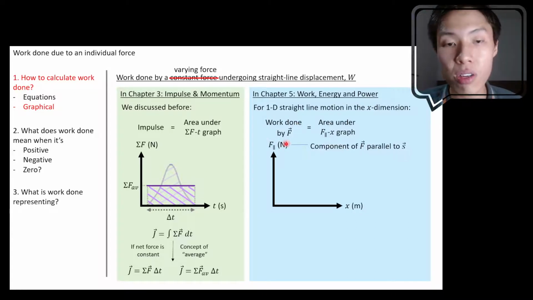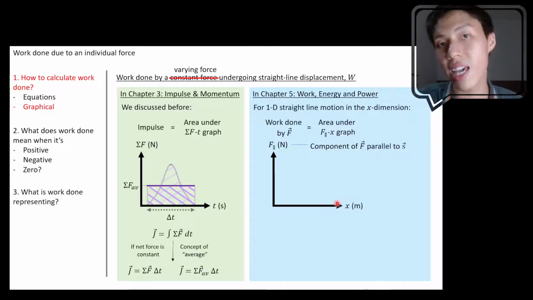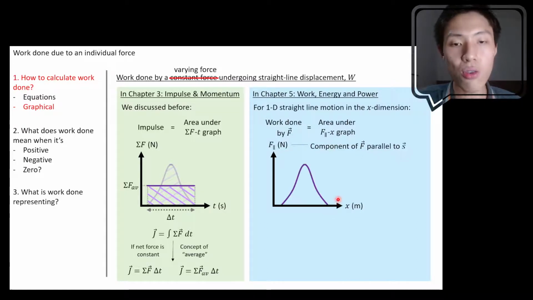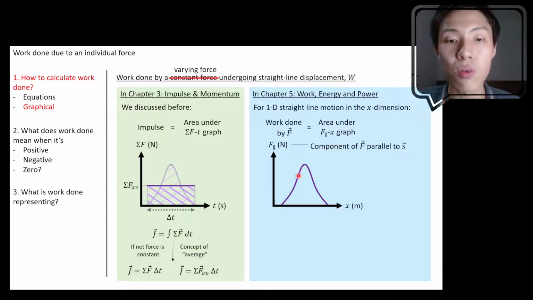Therefore, when we plot the graph, we are only interested in the component that is parallel to the displacement. In this case, displacement is in the x dimension, so parallel to the x dimension, or the x component. Okay, so at some occasion, if it's a varying force, your component of force parallel to displacement will change with time. Let's say it changed like this.